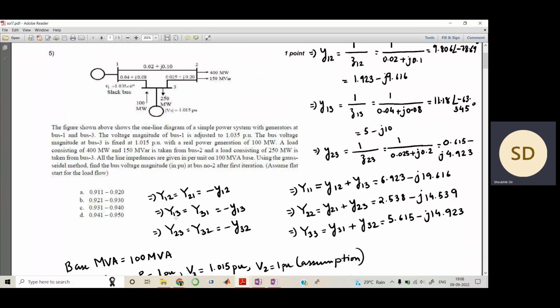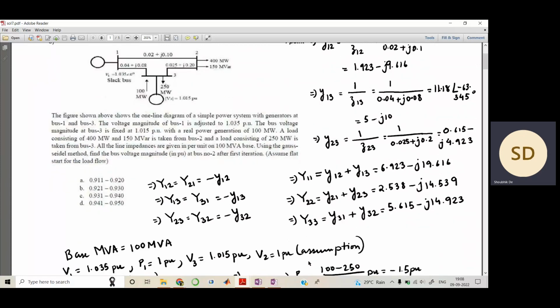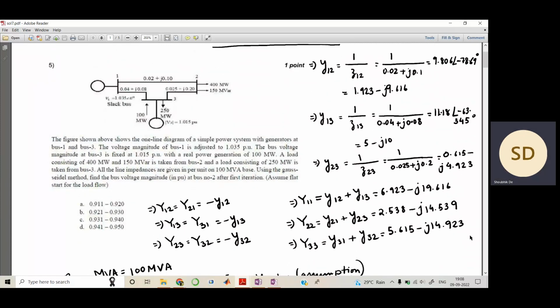We have the value, and the same goes for Y13, which is equal to Y31, which is equal to minus y13, and Y23, which is equal to Y32, which is minus small y32. So capital Y11 is the sum of the admittances of the transmission lines connected to bus 1, which are y12 and y13. Similarly, you get Y22 and Y33. This is just for your reference.